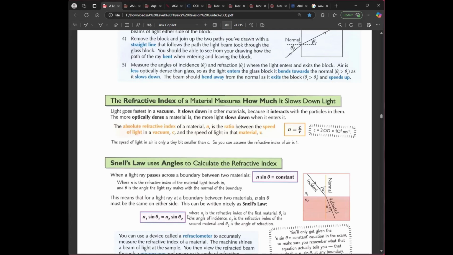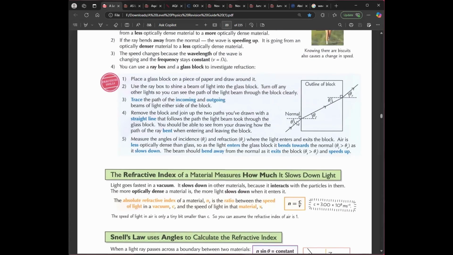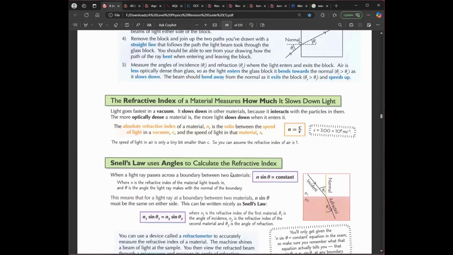Based on this equation, you can solve any question that shows any refraction. So n1 sine theta 1 is equal to n2 sine theta 2. Just remember that, and you can basically prove it from here as well.